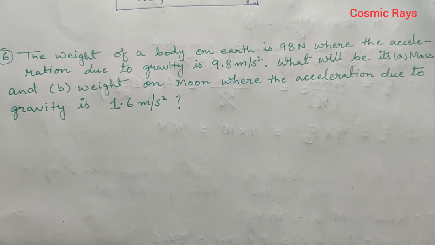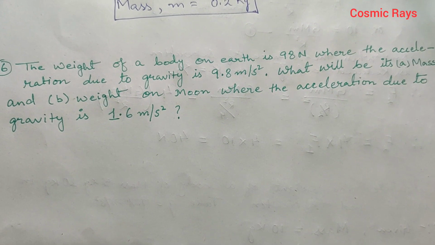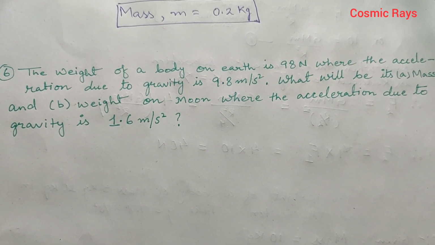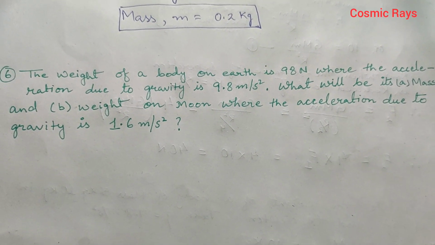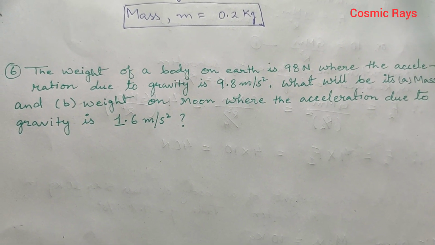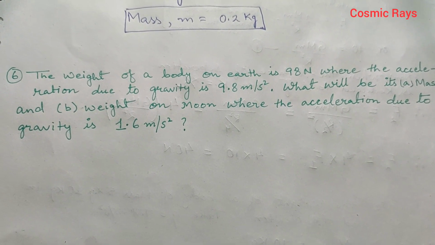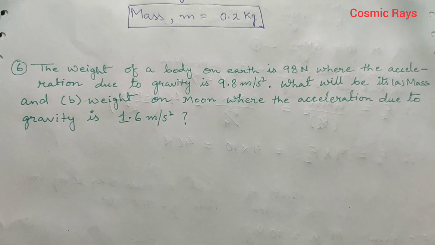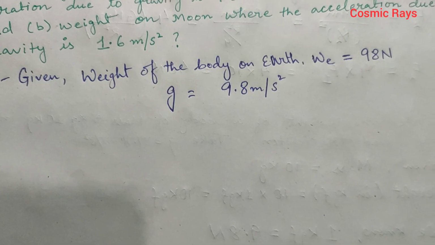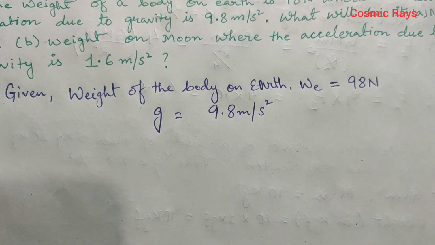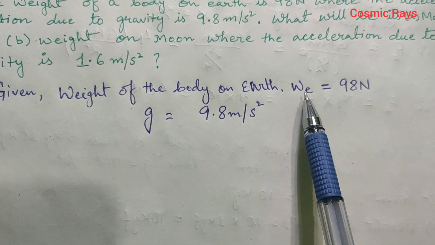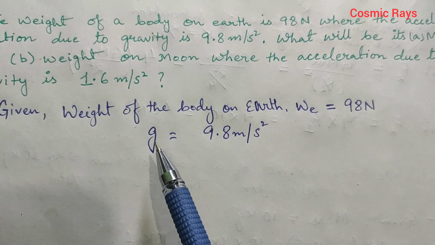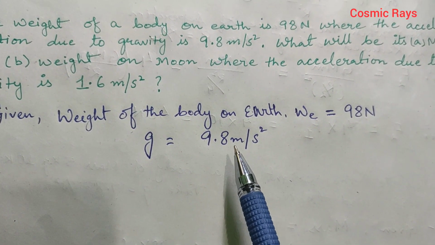Question number 6 says, the weight of a body on earth is 98 Newton, where the acceleration due to gravity is 9.8 meter per second square. What will be its mass and weight on moon where the acceleration due to gravity is 1.6 meter per second square? So first of all we write the given things. So here we have written that weight of the body on earth, and we are representing it with WE, is equal to 98 Newton and acceleration due to gravity g is equal to 9.8 meter per second square.